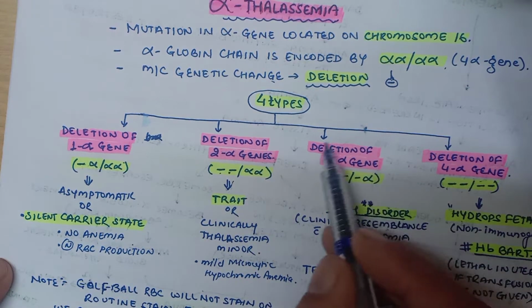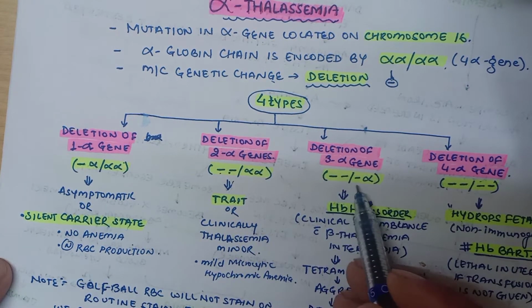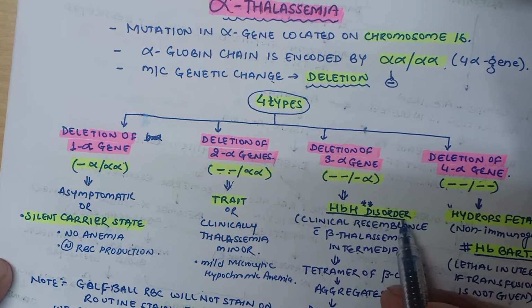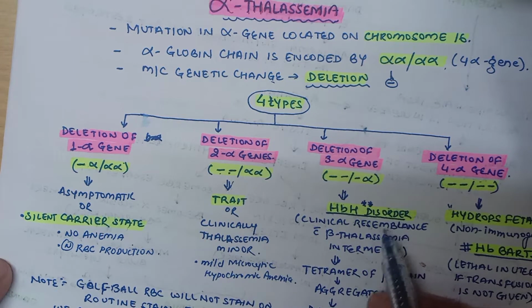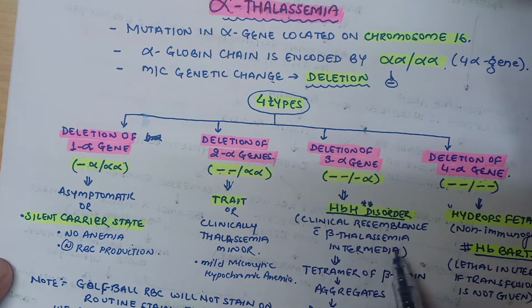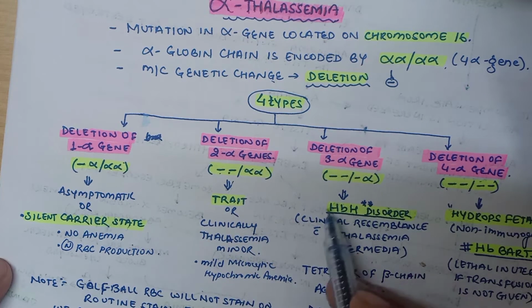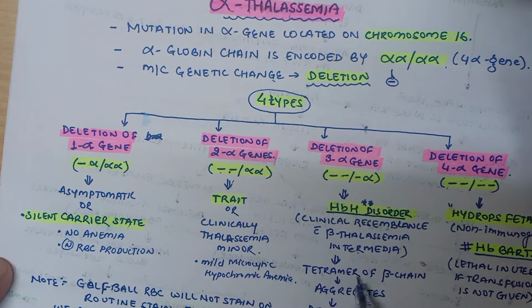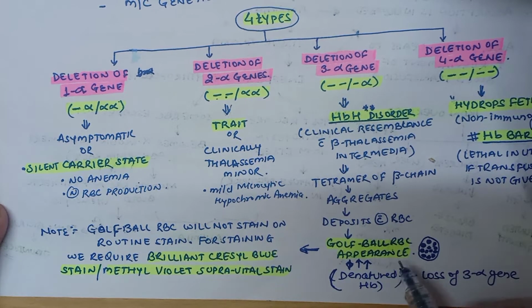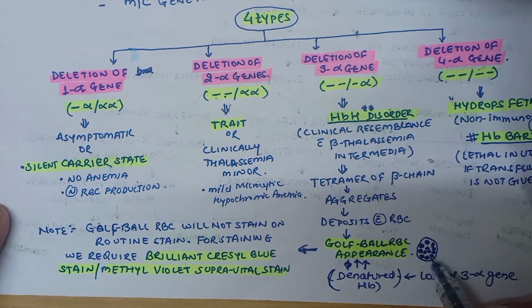Now coming to deletion of 3 genes, where 3 genes are deleted out of 4 genes, this will result in HbH disorder, and this HbH disorder will clinically resemble beta thalassemia intermedia. This we will discuss later in the video. HbH disorder will form tetramers of beta chain which will aggregate and deposit within the RBC, thus resulting in golf ball RBC appearance. So the RBC will appear as golf ball.